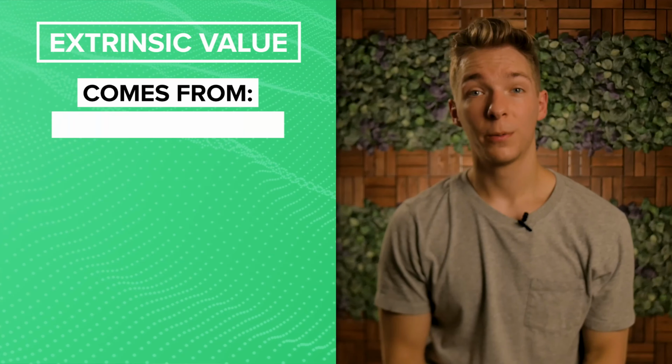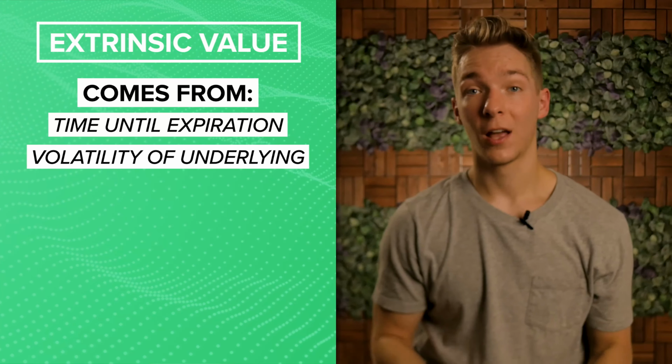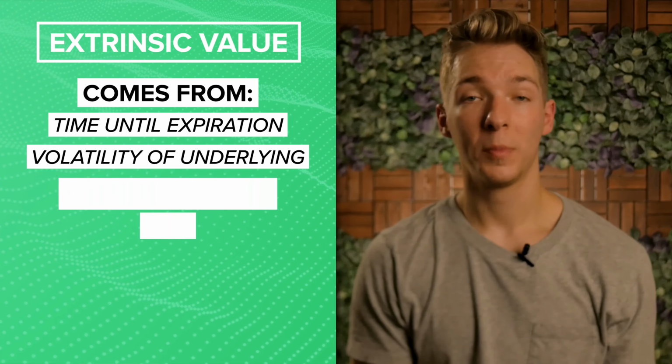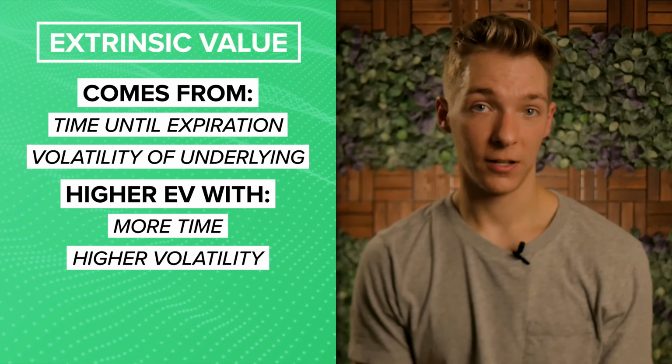Extrinsic value is much less cut and dry. Extrinsic value is made up of things like time left on the contract until expiration and the volatility of the underlying stock or fund. Extrinsic value will be higher when there is more time left in the options contract and when a stock has higher volatility.